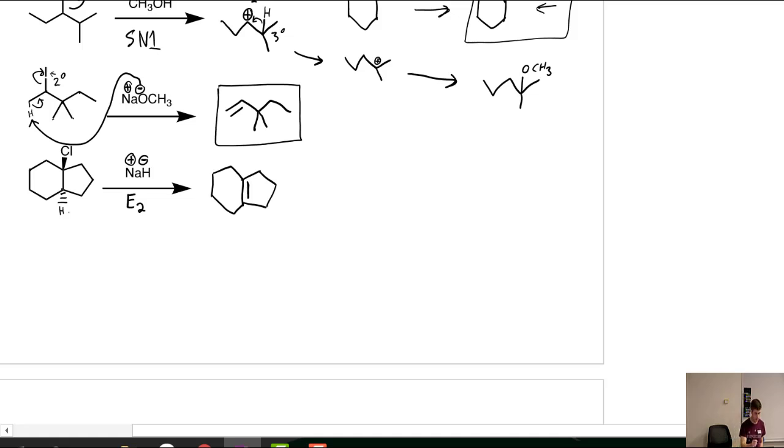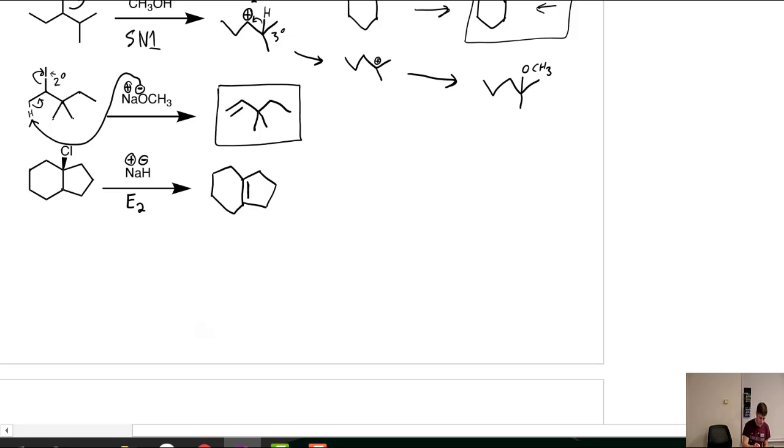Now just be aware, sometimes they like to draw these lines on one of these rings on a wedge or a dash. Sometimes you need to check to see if that hydrogen can be anti-coplanar, which means this would have to be axial since it's on a ring. Any questions on that?